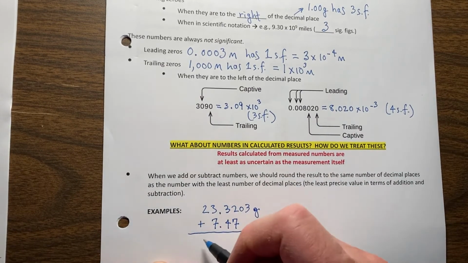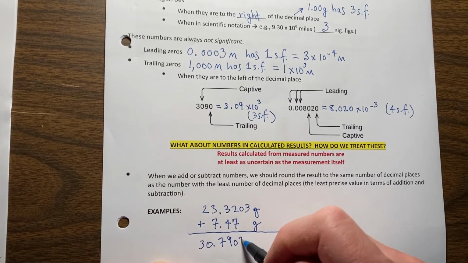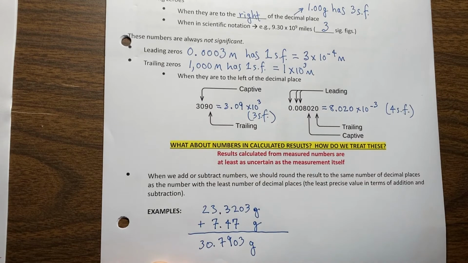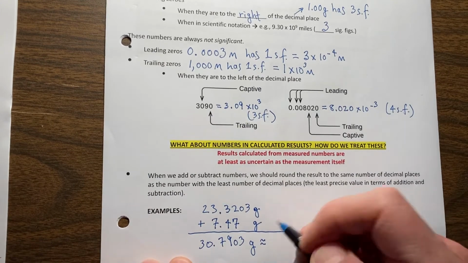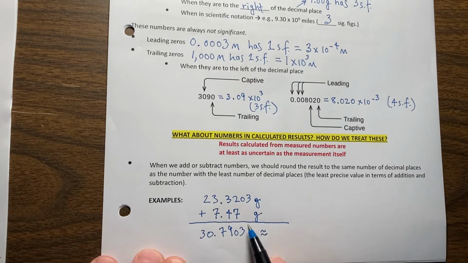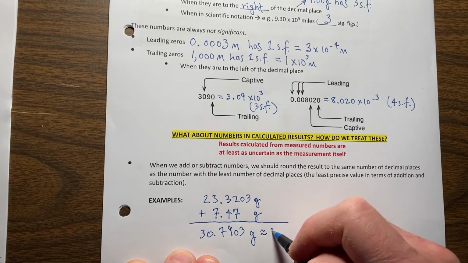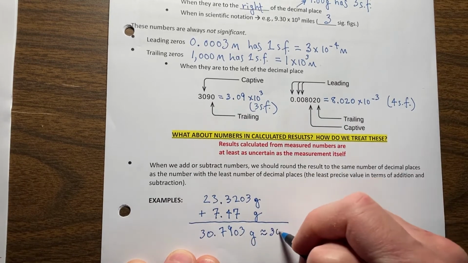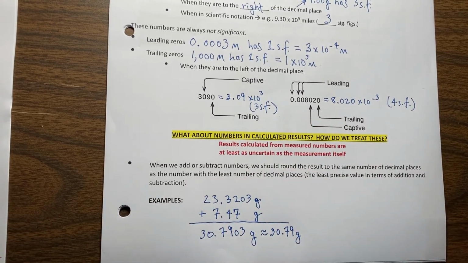So what's the proper way to report the sum of those masses? Your calculator is going to give you 30.7903 grams. However, that is not the proper way to express the mass. You should round the mass. In this class, I often will write it with a couple squiggly lines. That symbol means about equal to. So we'd have to round that to 2 decimal places, 30.79 grams.